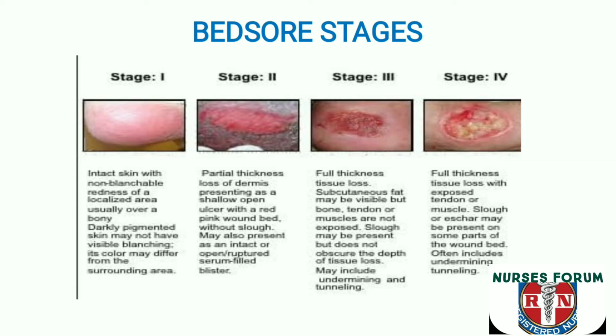Let us see one more time. In stage 1, skin is intact, only redness is there. In stage 2, partial thickness tissue loss, epidermis and dermis are involved. In stage 3, epidermis, dermis and subcutaneous tissue are involved. In stage 4, full thickness tissue loss is there, with exposed bones and muscles. The scale which is used for grading bed sore is called the Braden score.